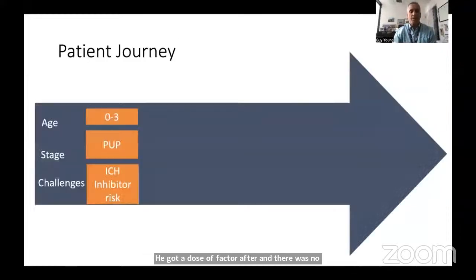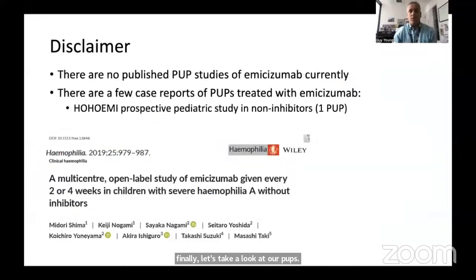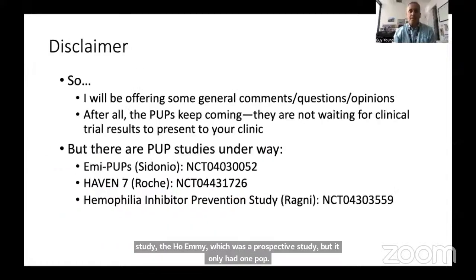So finally, let's take a look at our pups. 0 to 3, main issues are intracranial hemorrhage and inhibitor risk. Now, first of all, there are no published pup studies of emicizumab currently. The Haven 7 study is underway, and I believe there will be some data presented at the American Society of Hematology meeting in December. So there are case reports published, and there's this one study, the HOHO-EMI, which was a prospective study, but it only had one pup, so we really can't take much data from that.